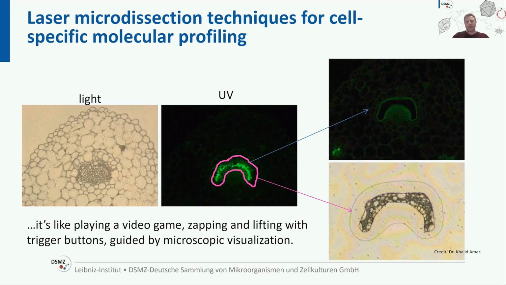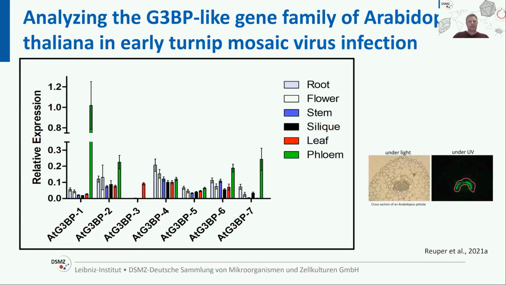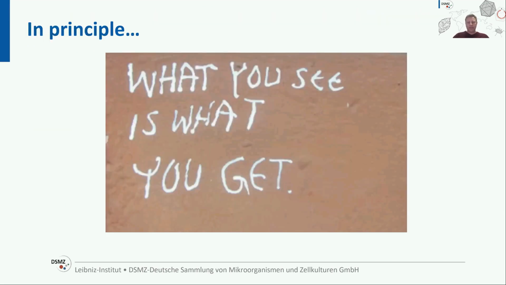In this case, we isolated phloem cells from Arabidopsis thaliana petioles under fluorescence. And here to analyze, in this particular case, the expression level of the G3BP protein family, which we have published here, 2021. So in principle, what you see is what you get.